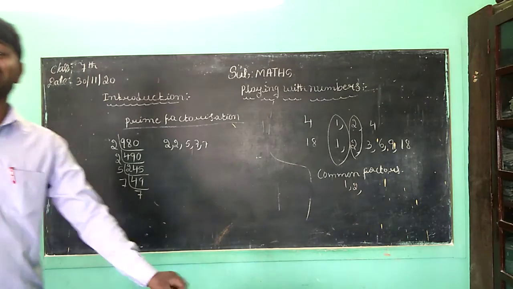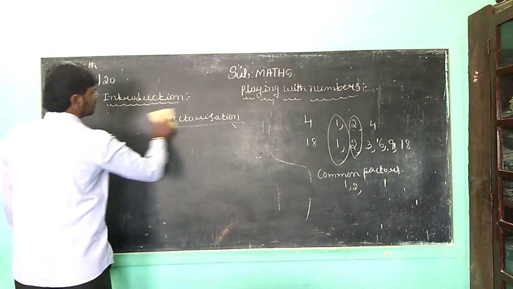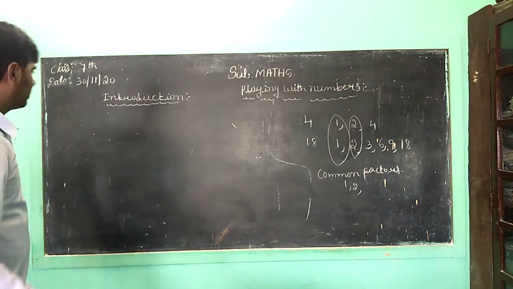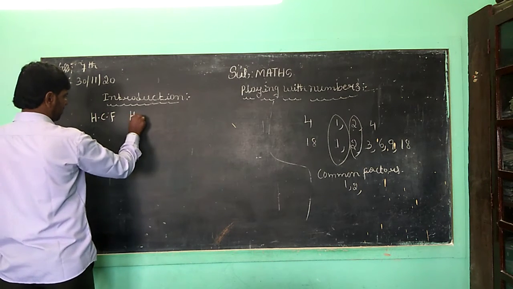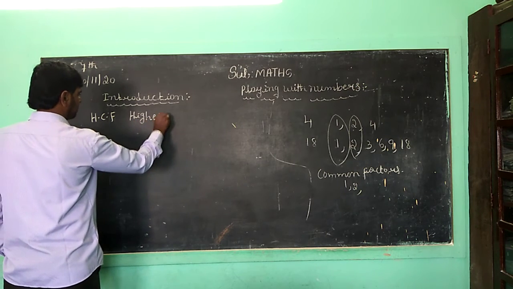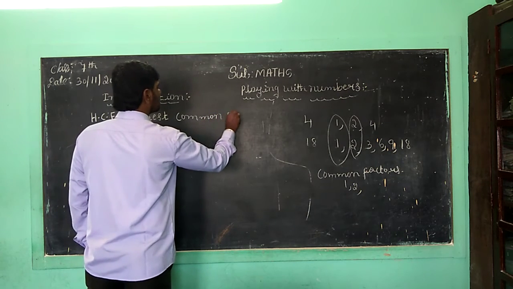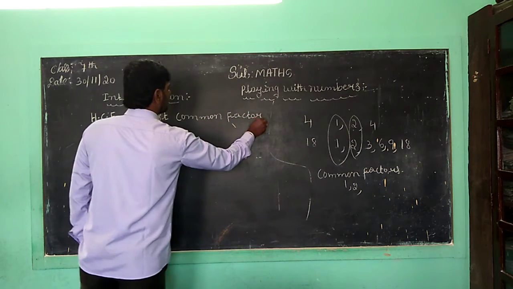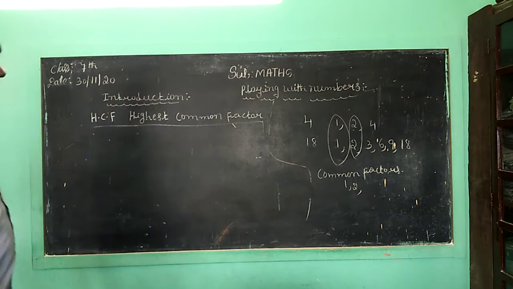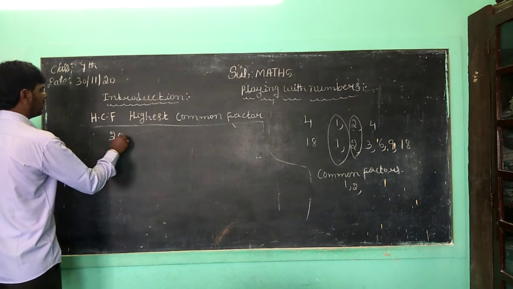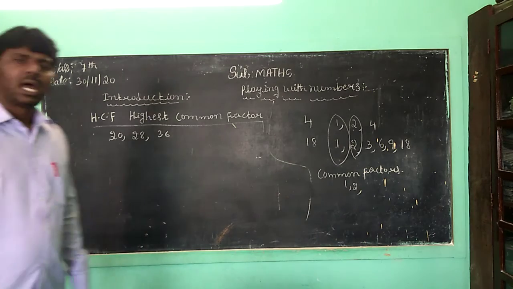Children, next we want to discuss the highest common factor, or HCF. What is that, children? Correct, children? Can you understand this one? Suppose, children, you want to take 20, 28 and 36. How can we find the highest common factor, children?